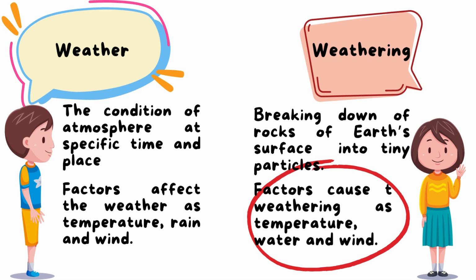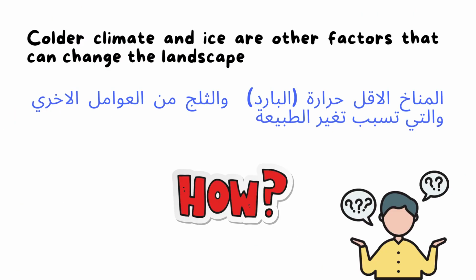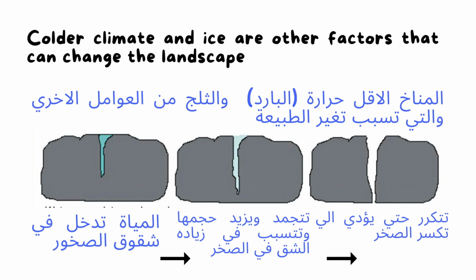So how does temperature cause weathering, breaking down the rocks? How does it come? As you see here, colder climate and ice are other factors that can change the landscape, can change the nature. How?